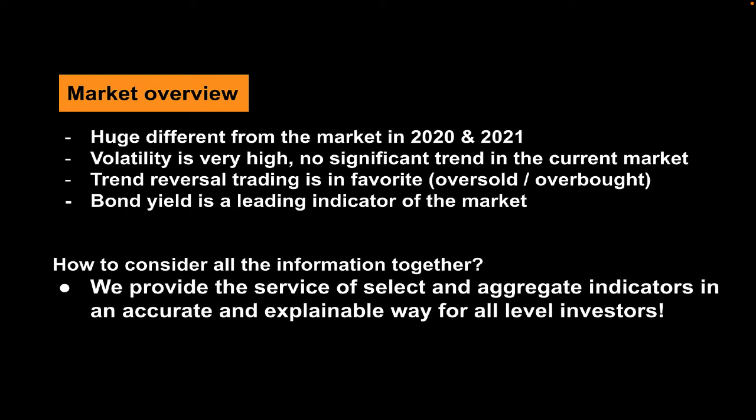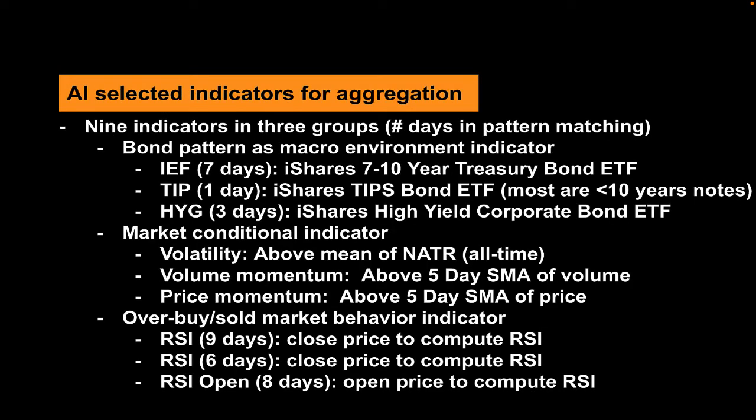So how did we do it? We basically upload around 30 indicators to the platform, and the platform automatically selects and weights important indicators. All the indicators have been grouped into 3 big categories. First is about bond patterns, the second is about market condition, and the third is about oversold or overbought behavior indicators, which is about RSI. That is very interesting because all the indicators are selected fully automatically by the algorithms.